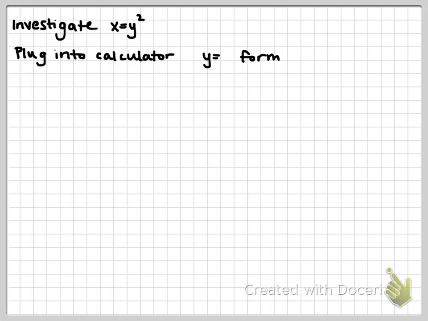Now this looks a little weird because it's not y equals something, which is how we're normally used to seeing equations. It's actually x equals y squared. So I want to see what this looks like, but in order to plug it into my calculator, it has to be in y equals form, not x equals form. So in order to do that, I'm going to solve it.